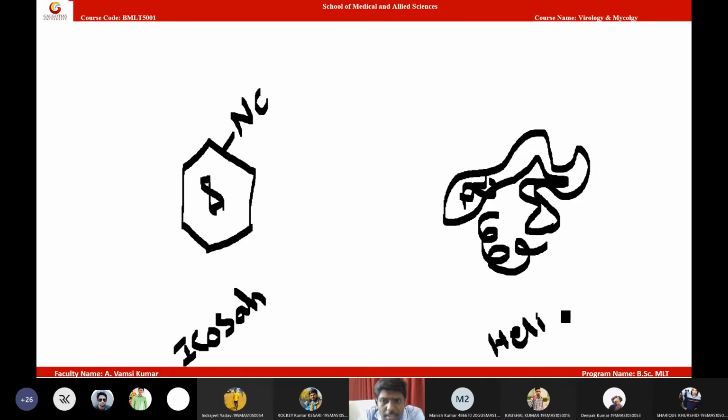I'm using the word symmetry for the nucleocapsid. Remember, whenever I say symmetry, I'm emphasizing the shape of the nucleocapsid, not the structure of the virus. We have only two types of symmetries. Actually, three types: one is icosahedral symmetry, another is helical symmetry, and the third is complex. That I will tell later.